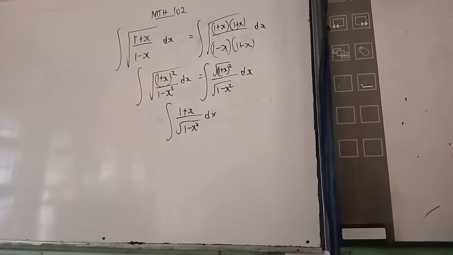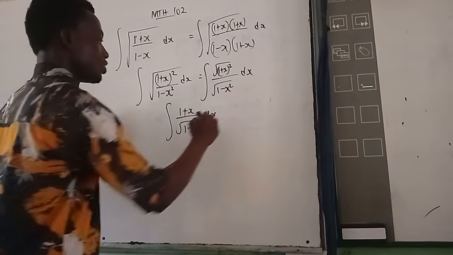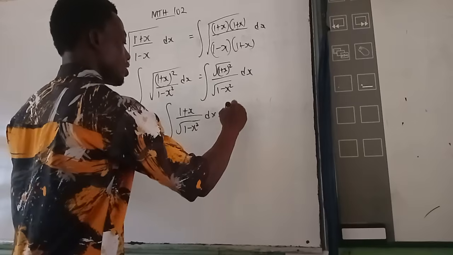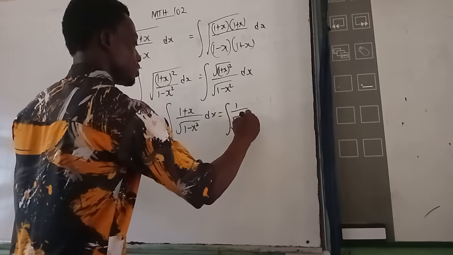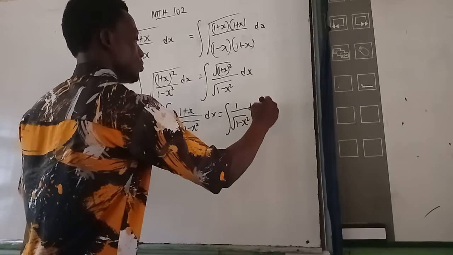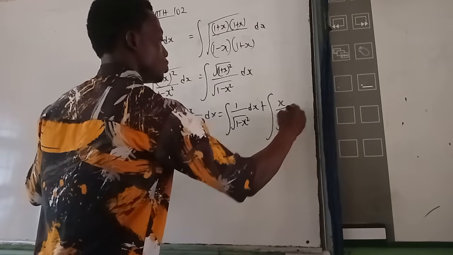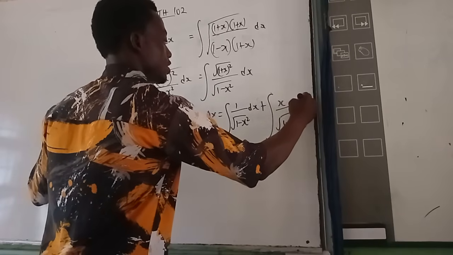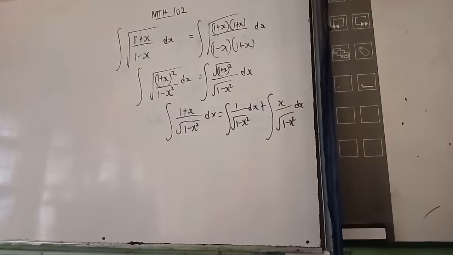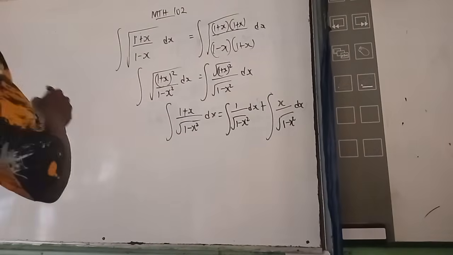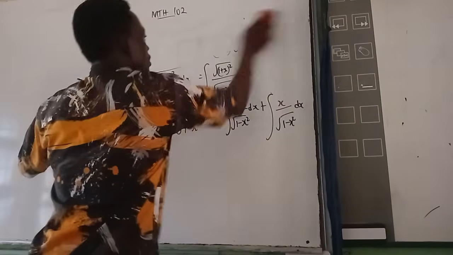So at the end of the day, what are we going to get? So we can split the integral to give us what? Integral of 1 over root 1 minus x square dx plus integral of what? x over root 1 minus x square dx. So we can split the integral into two that way. So let me clean this guy.